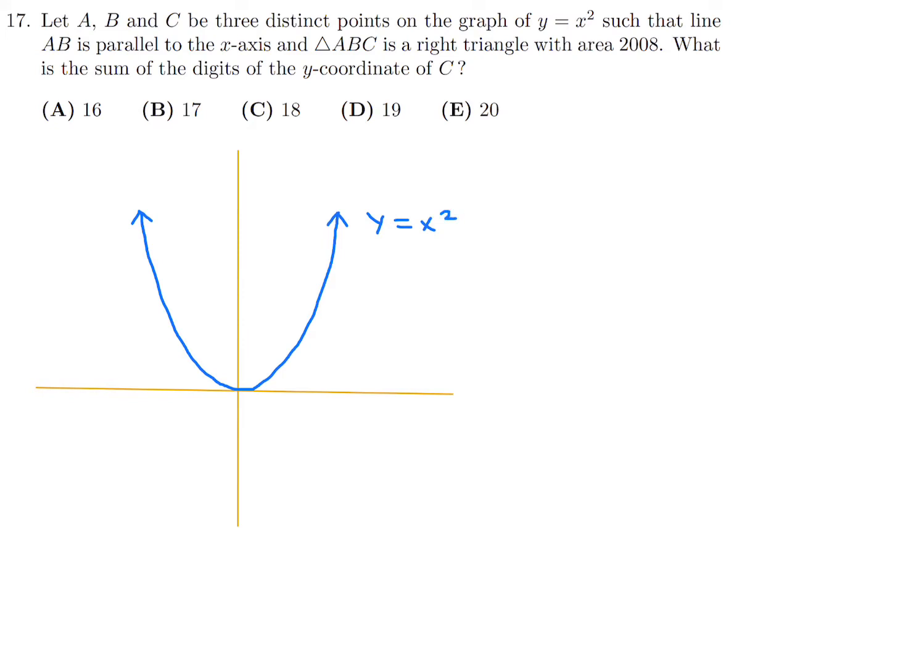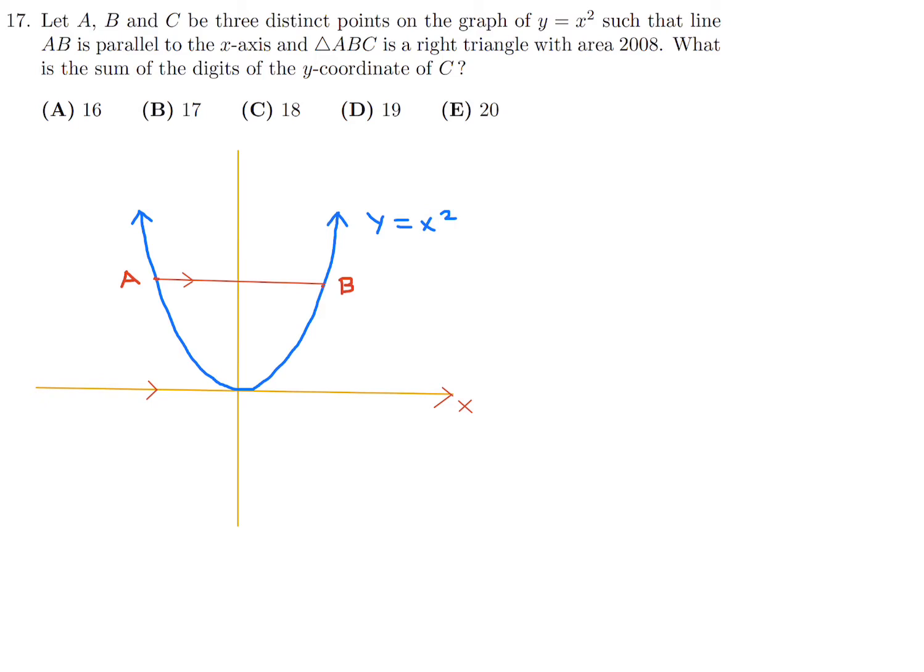Now they're telling me that we've got two points, A and B. So let's make this A and make this B. And if you draw that line AB, it is parallel to the x-axis. So like that. Does that look parallel? Yeah, so it's parallel. So I'll draw little parallel lines like that. Okay, so far so good.